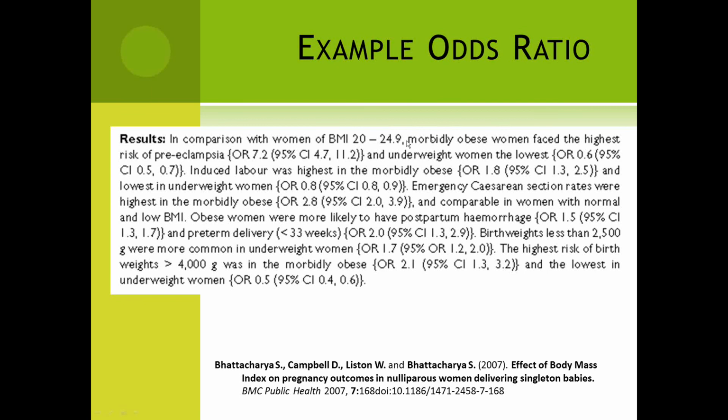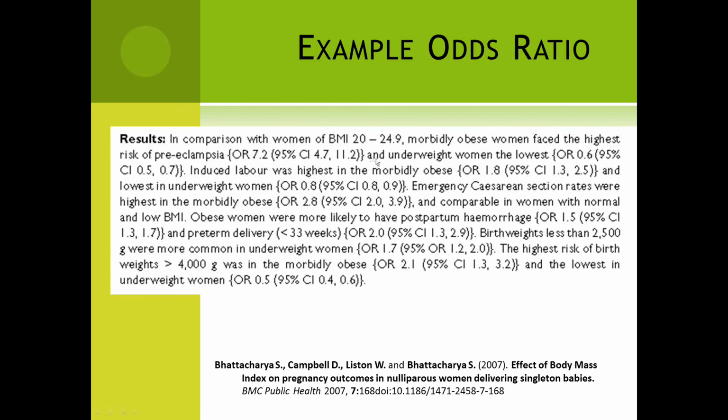So in these first 2 lines we can see that morbidly obese women had the highest risk of preeclampsia, and we can see here odds ratio 7.2. So what that is saying is that women who were morbidly obese had more than 7 times the chance of getting preeclampsia compared to women of a normal BMI category. If we continue, as I said, we'll focus on this really important bit in the brackets in another session, but we're just getting our head around the odds ratio first of all.